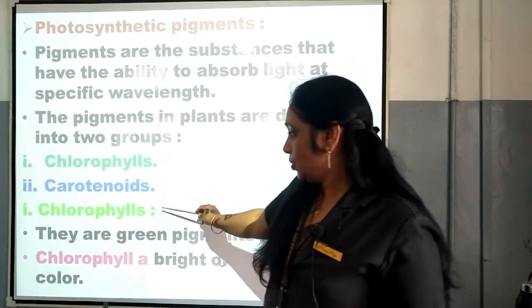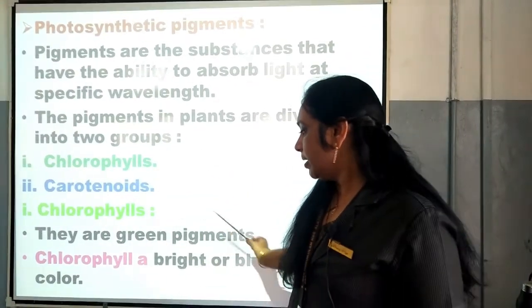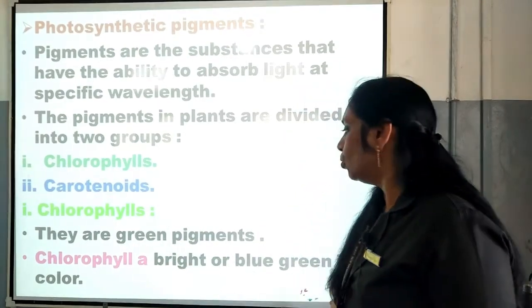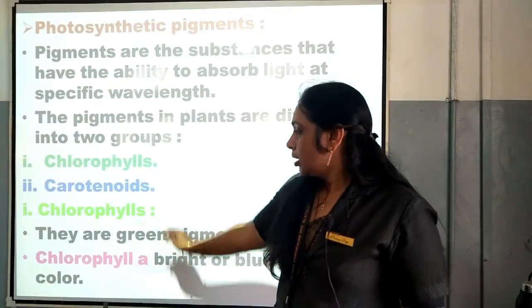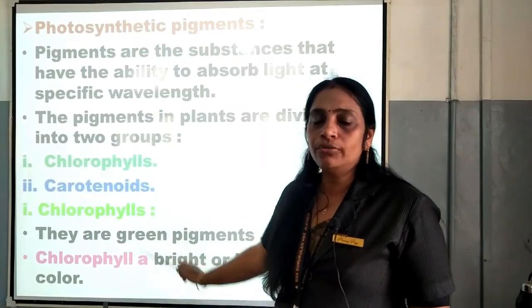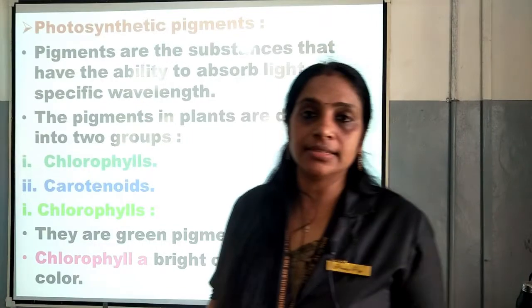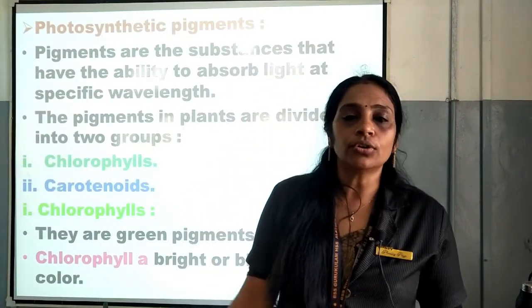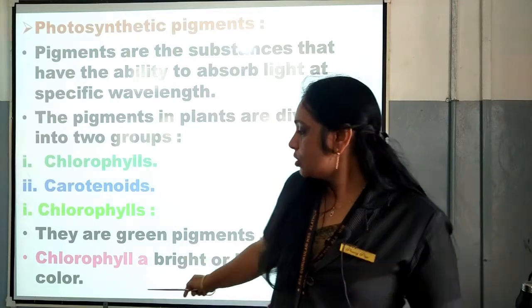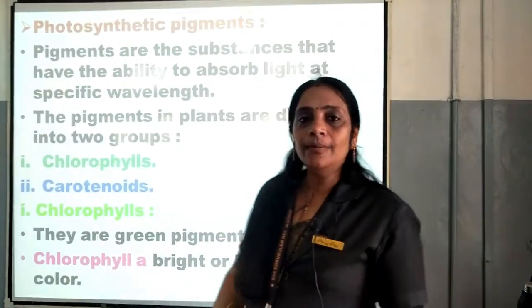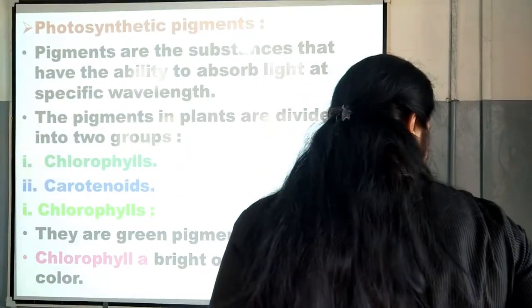The first one is chlorophyll. They are green pigments. Among chlorophyll there are different types of chlorophylls we can see in plants. They are chlorophyll A, chlorophyll B like this. And among those, chlorophyll A is bright or blue-green in color.